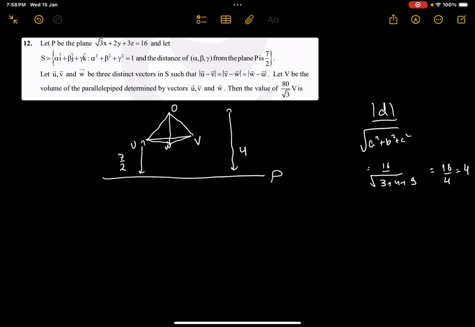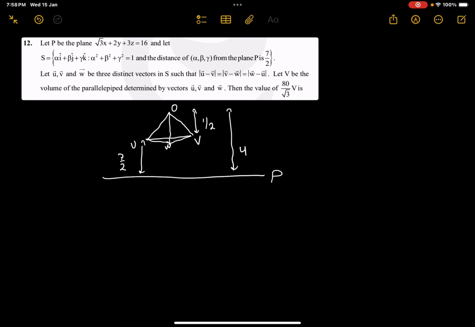That gives us this tetrahedron OUVW formed by these points. The height of this tetrahedron is 4 minus 7/2, which is half. So now what we need is the area of triangle UVW. Now we are given that modulus of u vector minus v vector equals modulus of v vector minus w vector equals modulus of u vector minus w vector. That gives us UVW as an equilateral triangle.